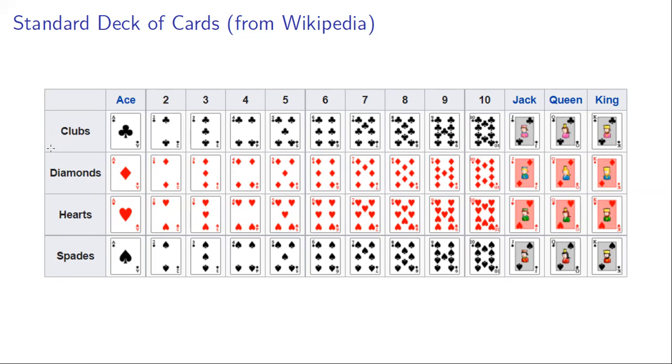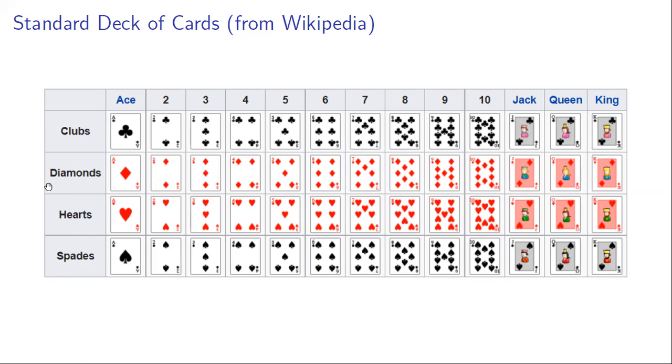And each of those 13 cards is broken down like this: there's ace, there's 2, 3, 4 through 10, then there's jack, queen, and king. For example, this card right here is a 9 of diamonds, or this would be a queen of diamonds. This one would be an ace of spades. So that's the idea.